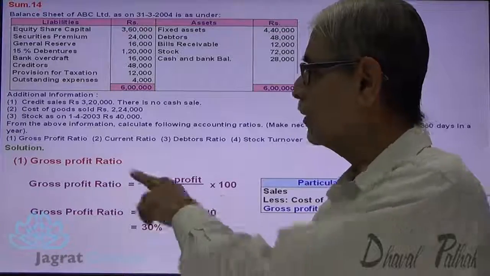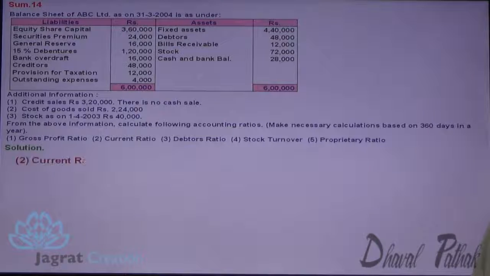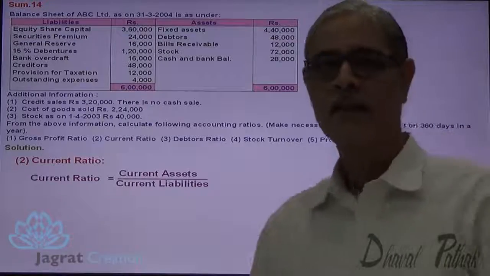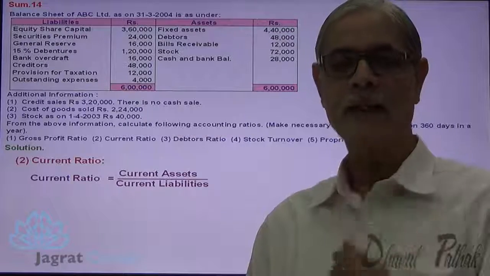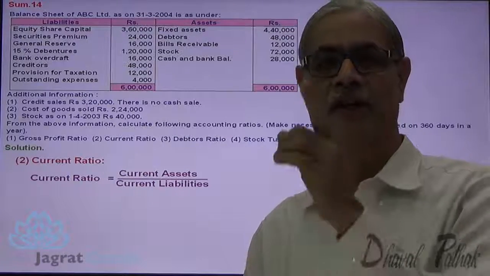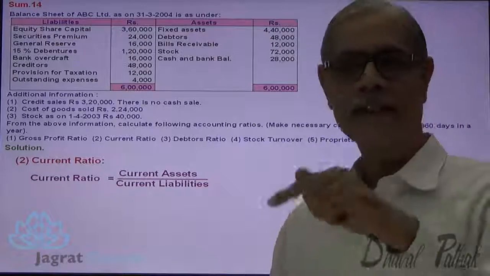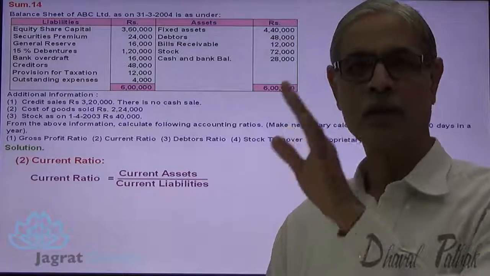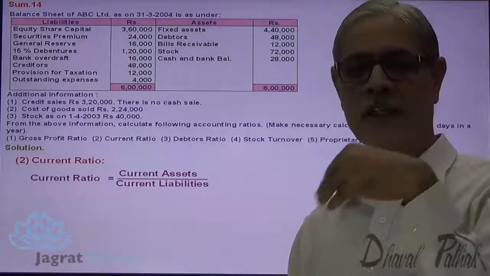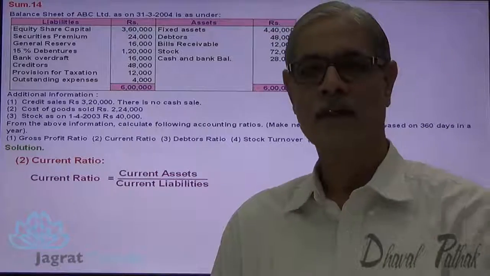After the gross profit is worked out, I want to work out the current ratio. The formula for current ratio is current assets divided by current liabilities. What are the current assets? Assets in the balance sheet which are intended to be converted into cash within 1 year next are known as current assets. Fixed assets are not intended to be converted into cash within 1 year next, because fixed assets are not for sale. Debtors are to be converted into cash within 1 year next. Bills receivable, stock and cash and bank balance are the current assets.